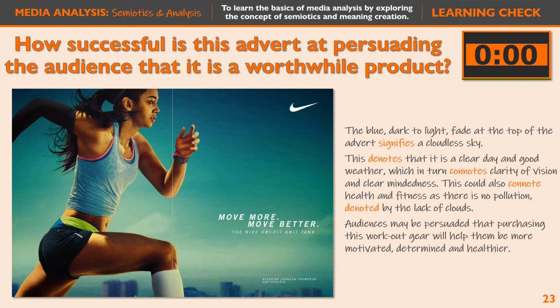So I would talk about the significance of the blue and dark light in the main colours of the image. So the blue, dark to light fade at the top of the advert signifies a cloudless sky, although there is actually a little cloud just above her knee. I could talk about that later on. This denotes that it is a clear day and good weather, which in turn connotes clarity of vision and clear-mindedness. This could also connote health and fitness, as there is no pollution, denoted by the lack of clouds.